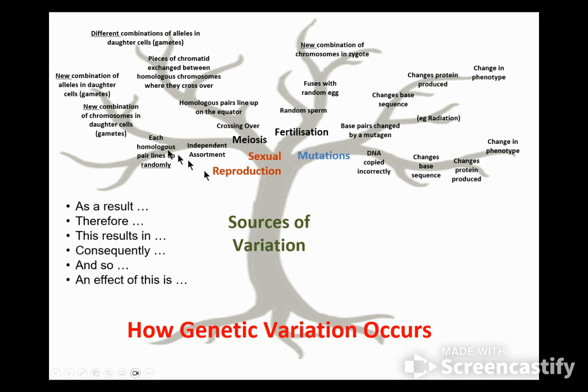So when you're answering these sources of variation, think of a logical sequence in your argument. So think of this tree, think of all the bits in the meiosis, the fertilization parts. I mentioned both of those, and the mutation, if that's in the question, of course. So use logical sequences as a result. Therefore, this results in, consequently, and so, and it affects this. So those sort of things. So hopefully that helps. Think of the tree when you're trying to discuss genetic variation.